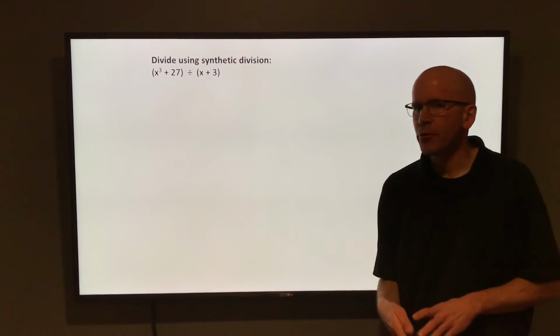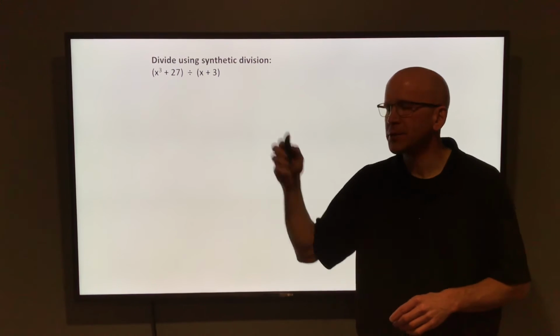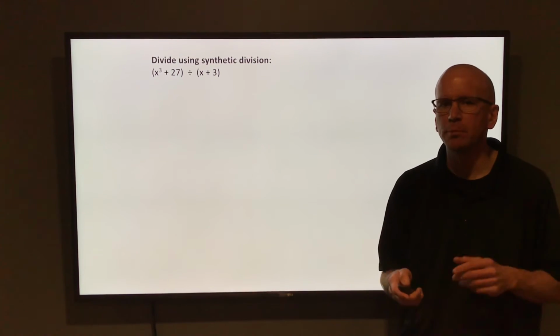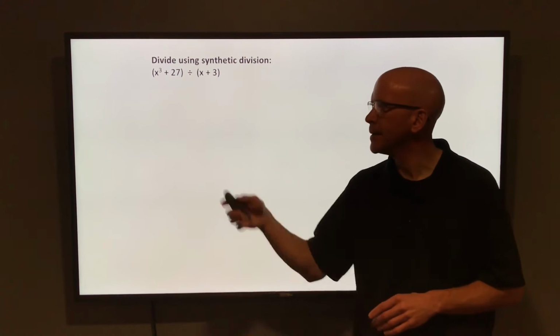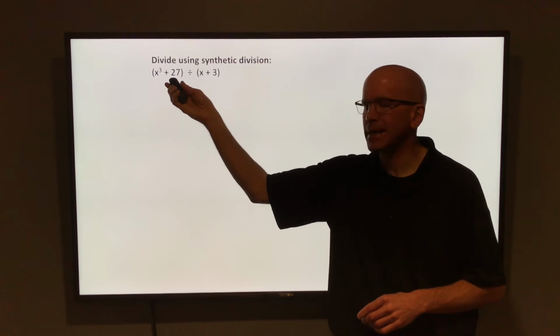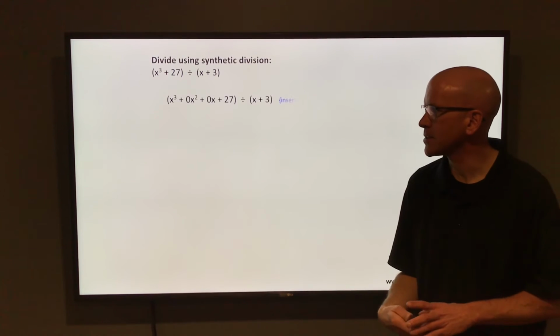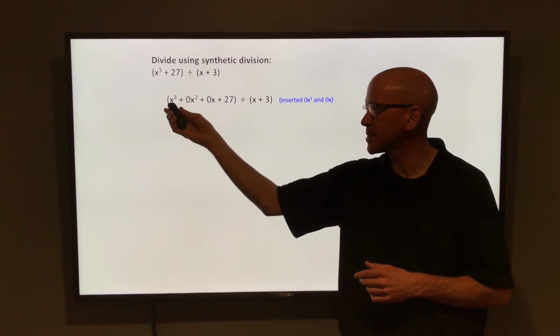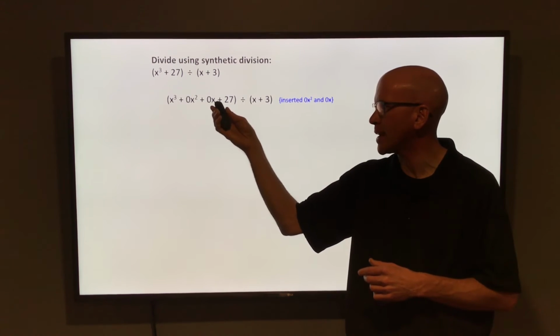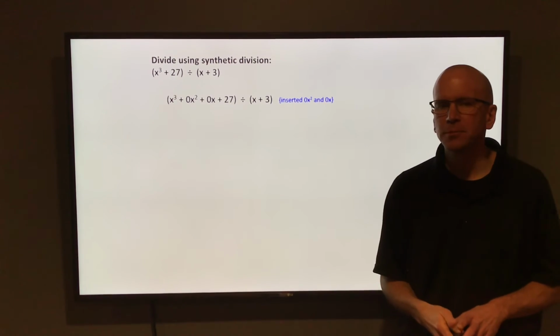We're dividing x to the third plus 27 by x plus 3 using synthetic division. Always look for skipped or missing terms, and there are a couple of them here. You're jumping from x to the third to the constant term of 27. So you're missing the x squared term. You're also missing the x term, so fill in with zeros. Now we're dividing x to the third plus 0x squared plus 0x plus 27 by x plus 3.